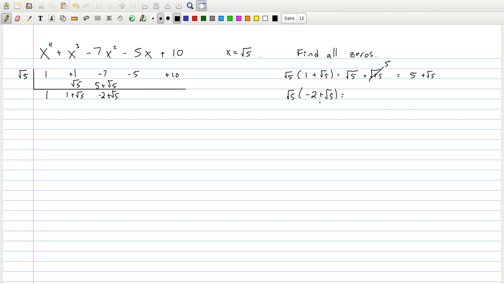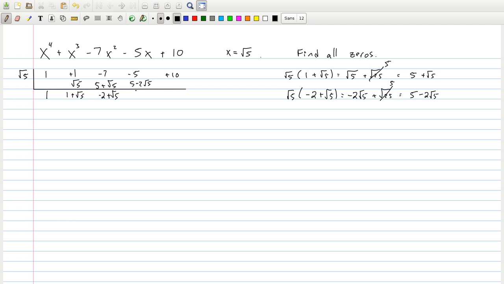And we distribute the radical 5 to both terms, giving us negative 2 radical 5 plus radical 25. But just like before, the square root of 25 is 5. So we can write this as 5 minus 2 radical 5. That's the next spot in our chart. 5 minus 2 radical 5. And then we add these together.